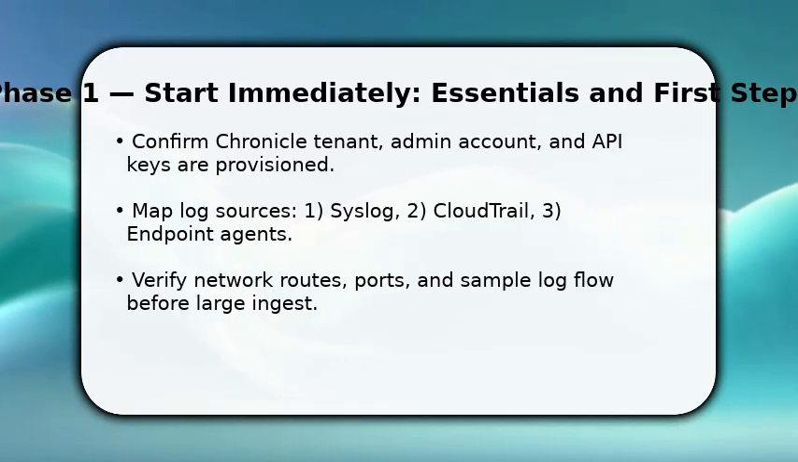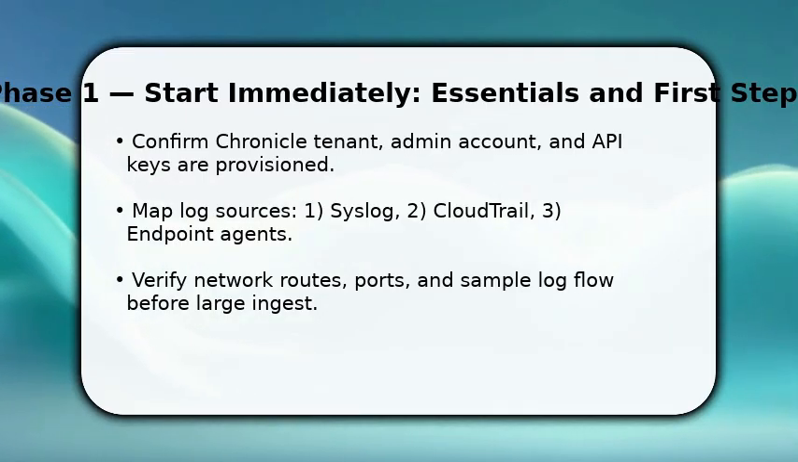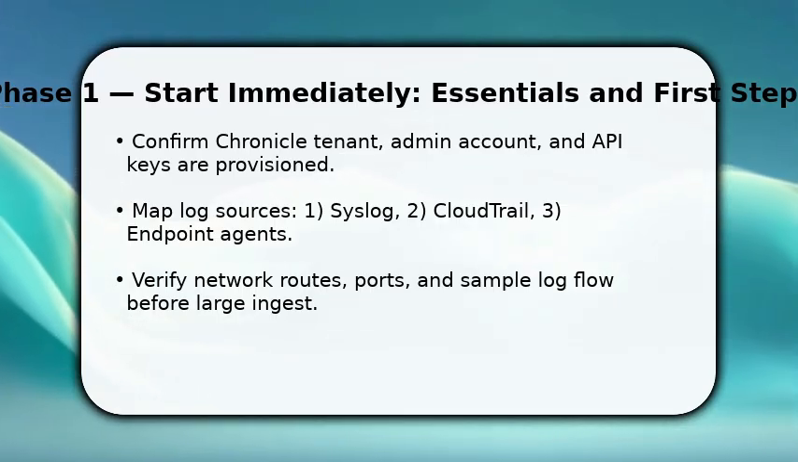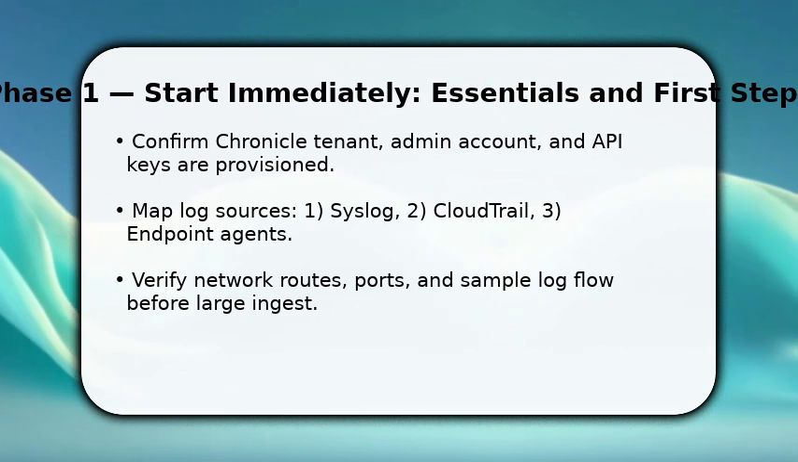Make sure to map fields and timestamps up front so data aligns with Chronicle schemas. Collect a short, representative sample and send it through the chosen ingestion method. This early test prevents large-scale rework later.